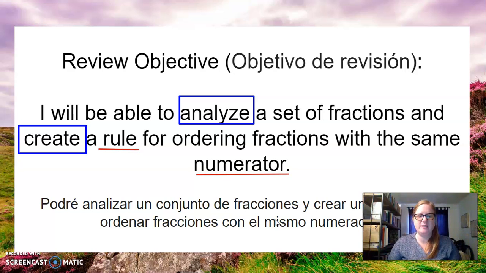That's kind of what you are going to be doing today: creating a rule so everybody follows it, it always works, and it helps organize our information. Now, numerator, when we're talking about a fraction, is the number at the very top. So 1/2, 1/4, 1/6, 1/10. See how all of those had the 1? That's how we have the same numerator. And if the denominator is different, how do we create a rule for those?